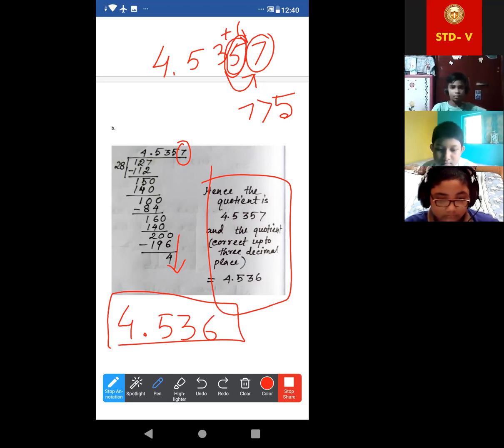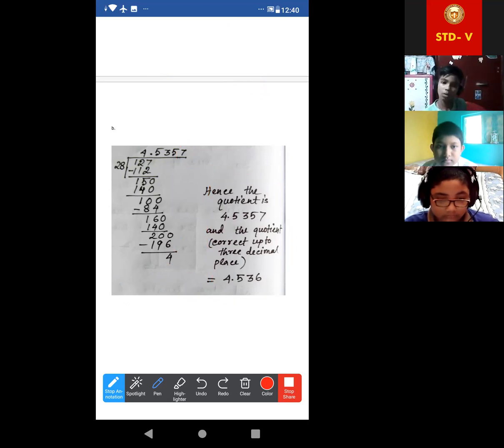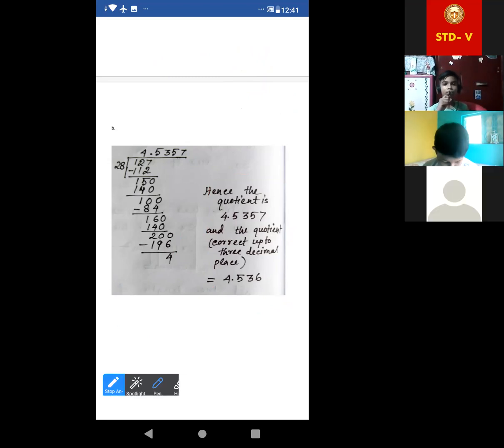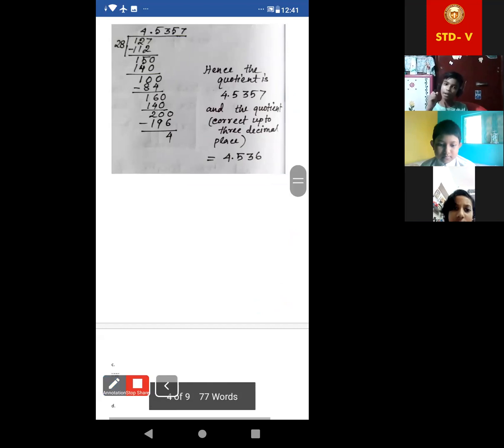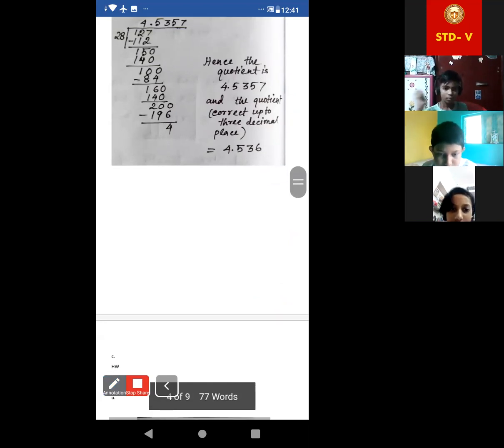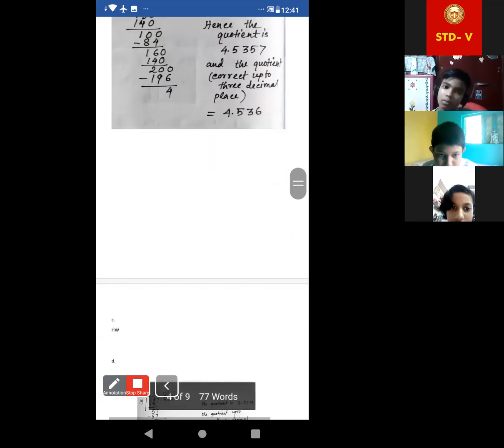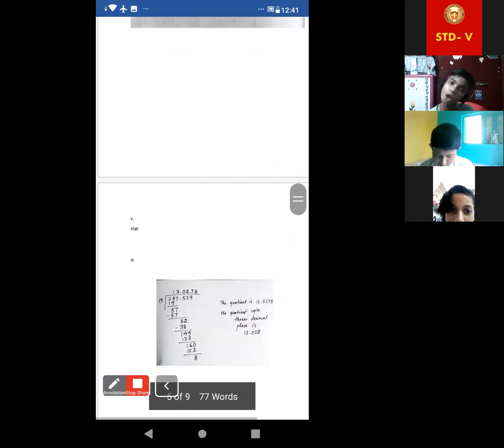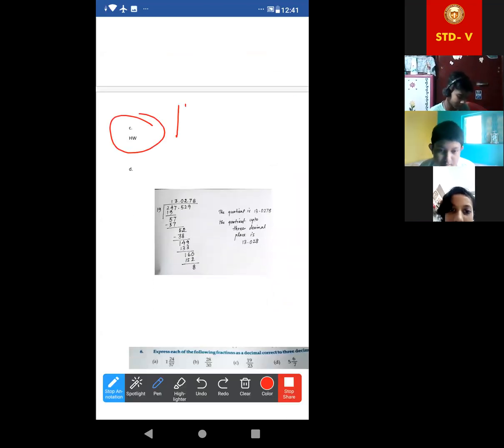Shomajit, if completed, then start the next one. No, not the next one. Number C will be your homework. Look, here it is given number C. Today you will do this at home. Okay?